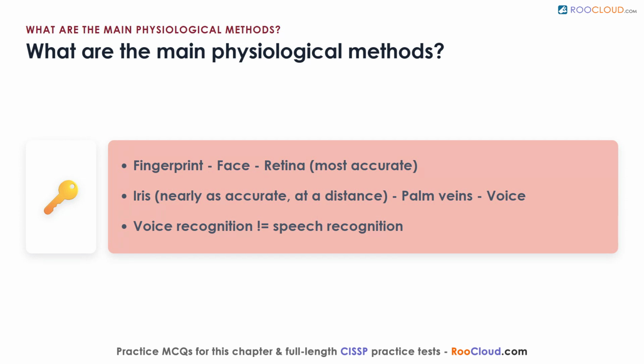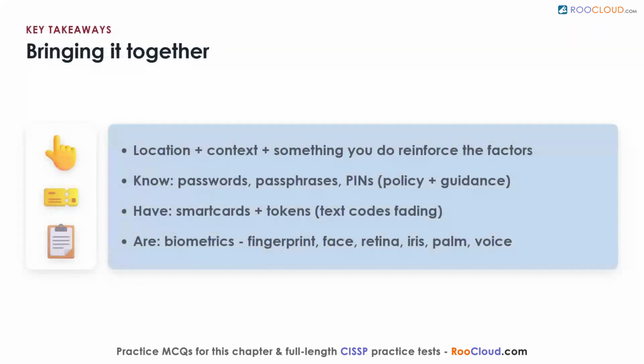Iris scans read the colored ring around the pupil, nearly as accurate and workable from a distance, though a sharp photo can sometimes fool them. Palm scans use infrared light to read vein patterns in the hand, and voice recognition matches the print of your speaking voice. Just do not confuse voice recognition, which tells one speaker from another, with speech recognition, which turns anyone's words into text. So let's bring it together.